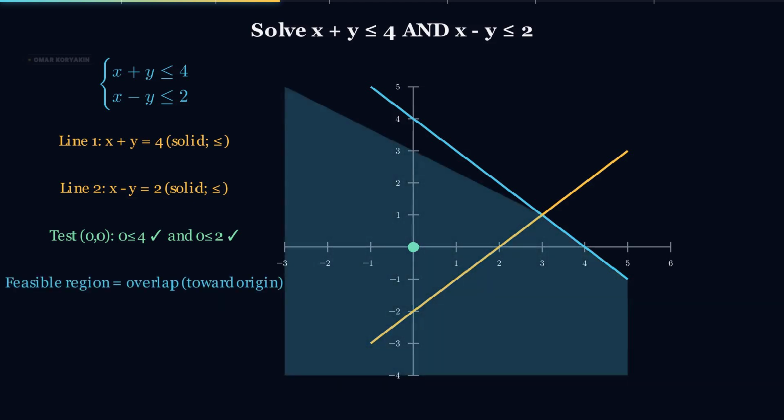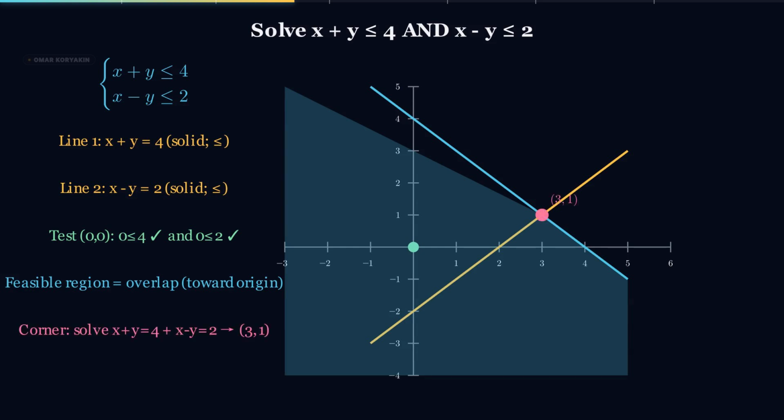Step 4. Find the corner point where the two boundary lines meet. Solve the system x plus y equals 4 and x minus y equals 2 using elimination by addition. 2x equals 6, so x equals 3. Back substitute: 3 plus y equals 4, so y equals 1. The corner point is 3, 1.